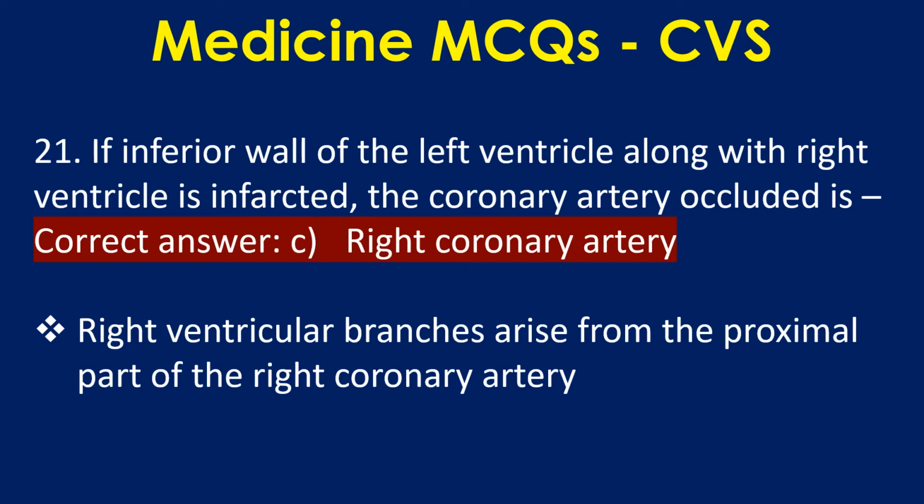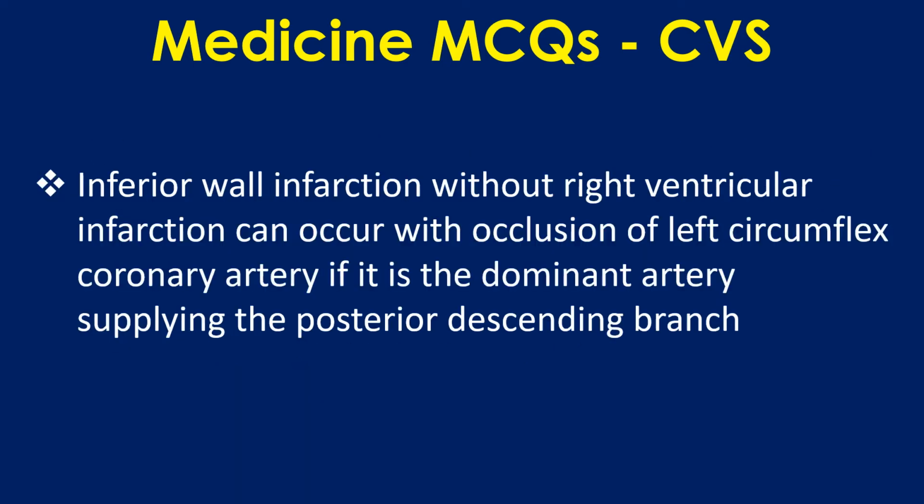Right ventricular branches arise from the proximal part of the right coronary artery. Inferior wall infarction without right ventricular infarction can occur with occlusion of the left circumflex coronary artery if it is the dominant artery supplying the posterior descending branch.